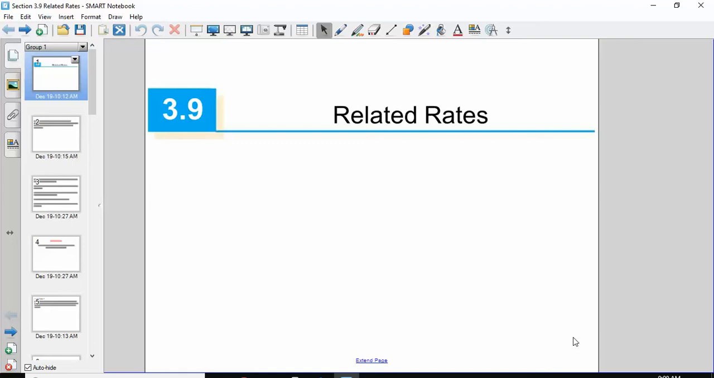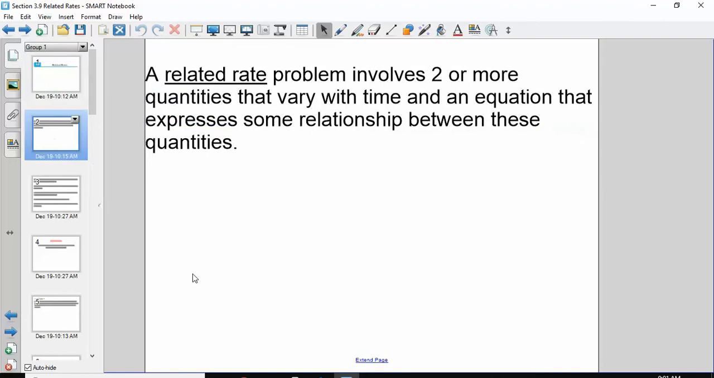So, a related rate is a problem where you have multiple quantities that are changing throughout time. So I have the definition on here. It involves two or more quantities that vary with time. So I may have an equation that has an x and a y and a z. And I'm going to do the derivative of everything with respect to time. I want to look at over time, how are x, y, and z changing?